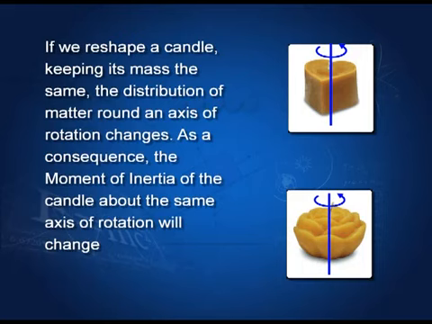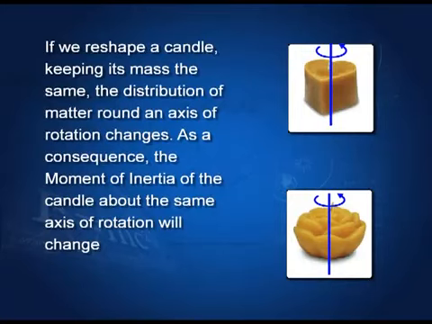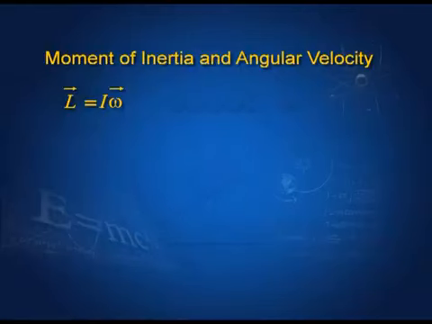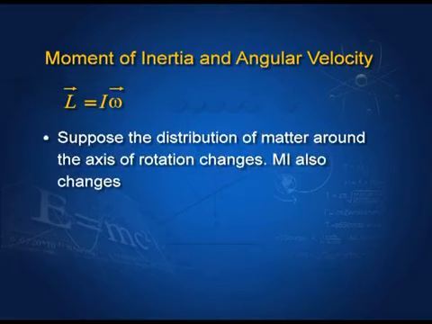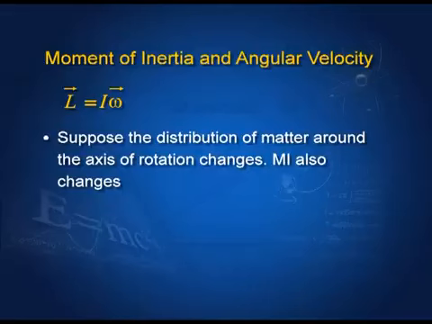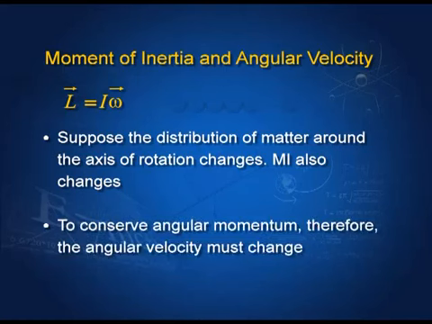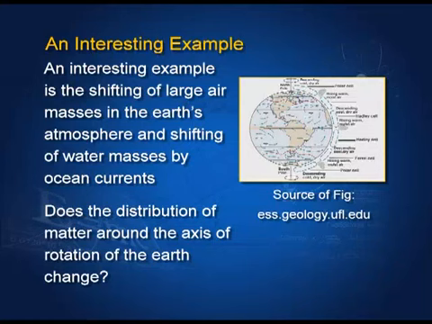So, moment of inertia is a function of 2 things: the axis of rotation and the distribution of matter around the axis of rotation. So, let us come back to the angular velocity and the angular momentum. L is I omega, and suppose now the distribution changes, and because of that moment of inertia changes. So, what happens to L? If L is to remain constant, if there is no torque acting, that means omega must change. So, to conserve angular momentum, the angular velocity would change if there is a change in the distribution of matter around the axis of rotation. Let us see this very interesting example. You must have seen this map in your geography class.